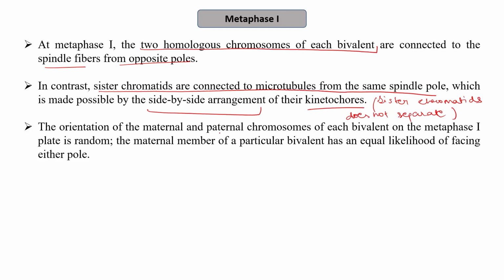The orientation of the maternal and paternal chromosomes at the metaphase 1 plate is random. The maternal member of a particular bivalent has an equal likelihood of facing either pole. So it is not that the paternal chromosome will face this side and the maternal will face this side. It can be any way, and it is completely random. Therefore, this will also result in more variation, because an organism can have certain chromosomes from the maternal side and certain from the paternal side.